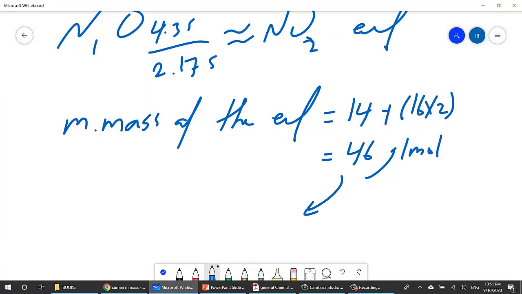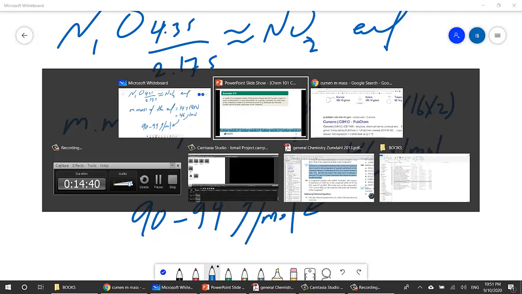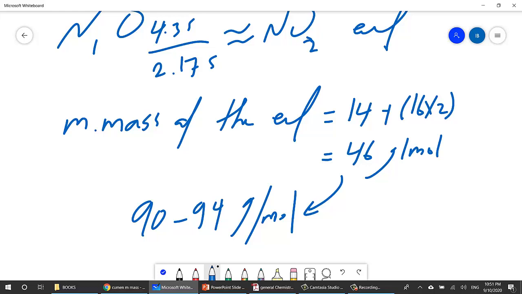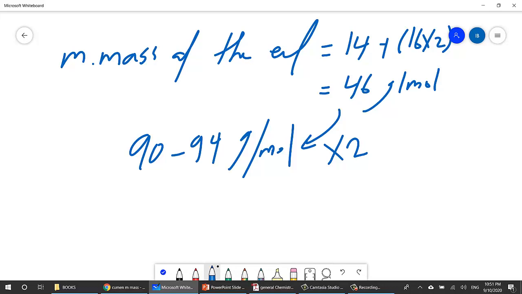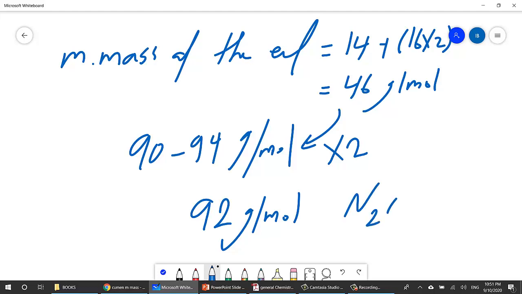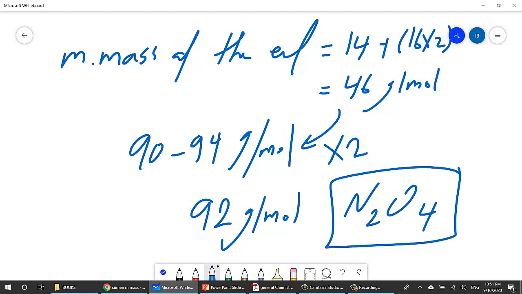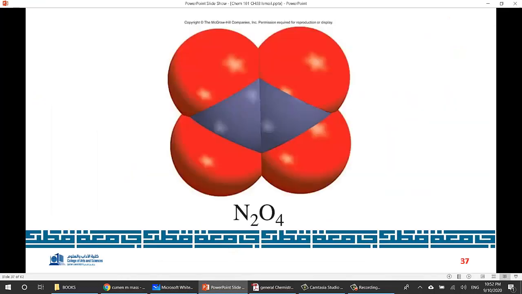We need to get this between 90 and 95 gram per mole, because he said the molar mass of the compound is between 90 and 95. So clearly we can here multiply by 2. Again, you need to multiply by whole numbers if you want to go from empirical formula to molecular formula. 46 times 2, that would be 92 gram per mole. And therefore, we multiply the empirical formula by 2. We have NO2, that's N2O4, the molecular formula of the compound. And the accurate molar mass is 92 gram per mole. That's N2O4, that's the question.